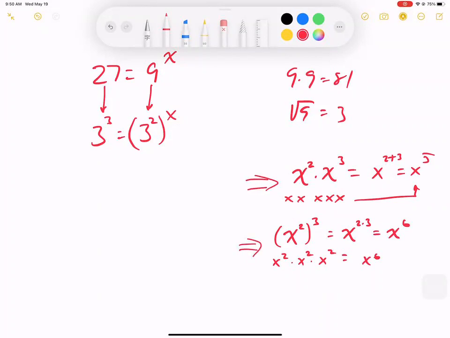So what am I going to do here with this 2 and x? Am I adding, subtracting, multiplying, or dividing these 2 and x? This is the power of powers. This is like this guy here. And that means we're going to multiply them. 3 cubed is equal to 3 to the 2x.